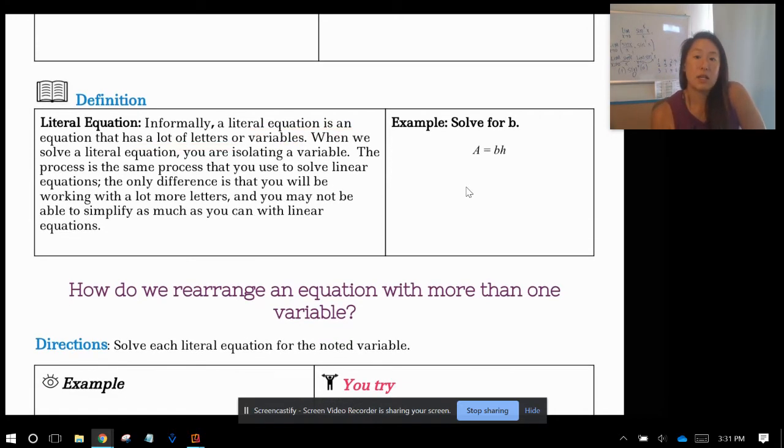And the idea is that we're trying to isolate those letters. So if we have numbers, if we replace those numbers later, then we can evaluate.